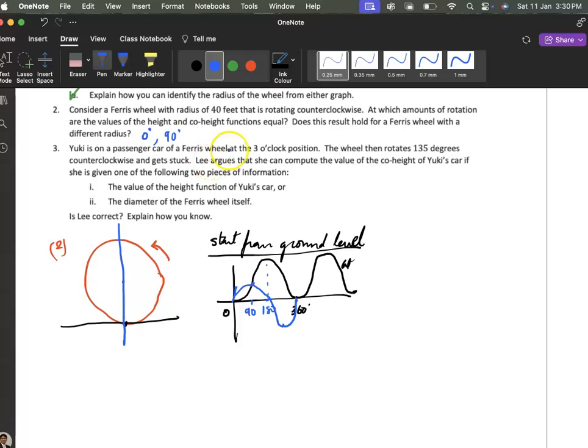Yuki is a passenger on a passenger car of a Ferris wheel at the 3 o'clock position. The wheel rotates 135 degrees and gets stuck.